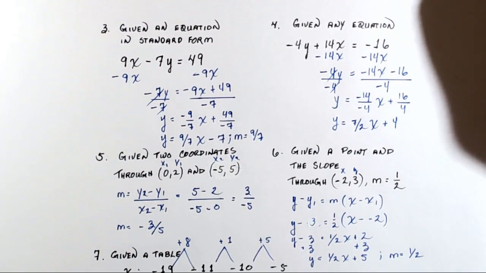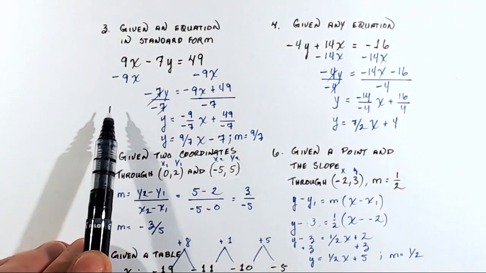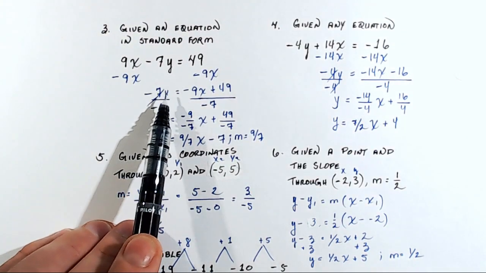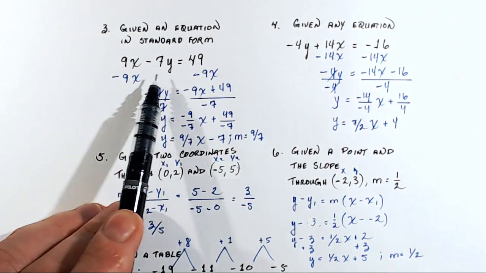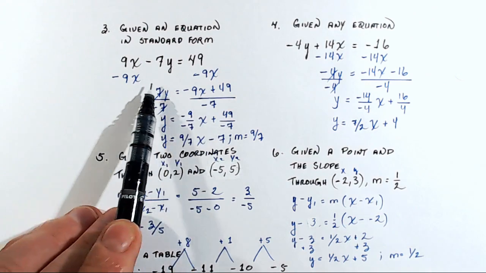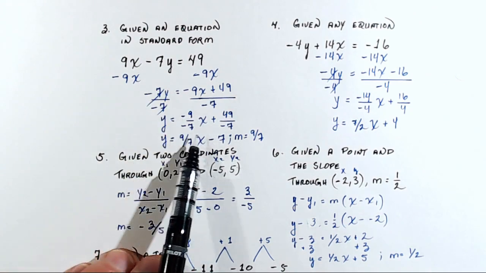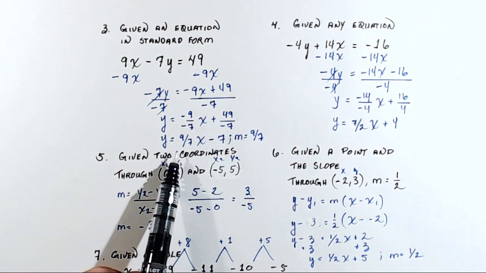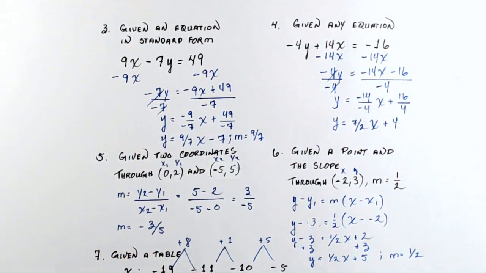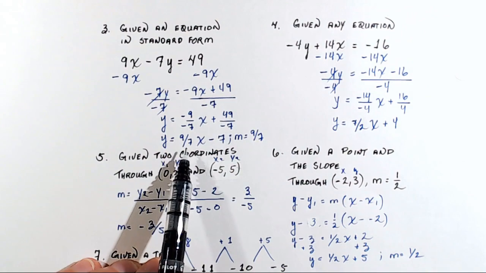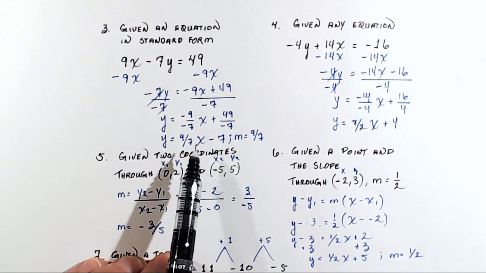Number 3 is given an equation in standard form. Remember, you're going to solve for y and then make sure it's in the slope-intercept form equation of the line. And here we subtract out 9x, and then we divide by negative 7, and we get rid of the double negatives, and we have y equals 9/7 x minus 7. We know that 9/7 is the slope because of the position here of the m value, y equals mx plus b.